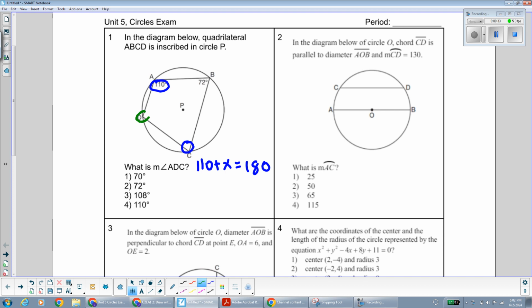And the same thing with these two opposite angles. 72 plus whatever that angle is equals 180 degrees. Now we need this one over here, so I'm going to focus on this equation. So on my calculator, I'm going to solve the equation by doing 180 minus 72, and I get 108 for the angle that we are looking for.